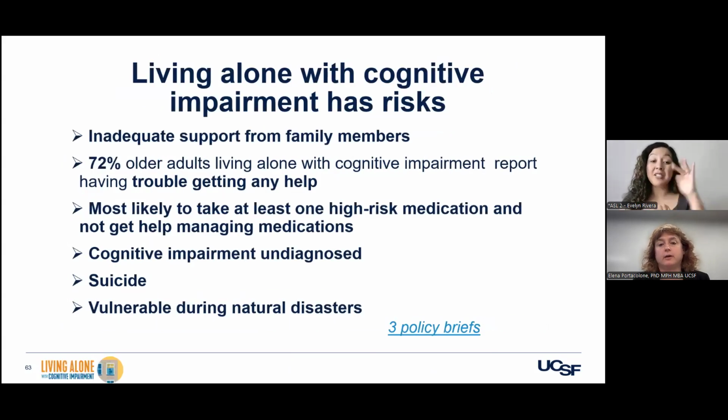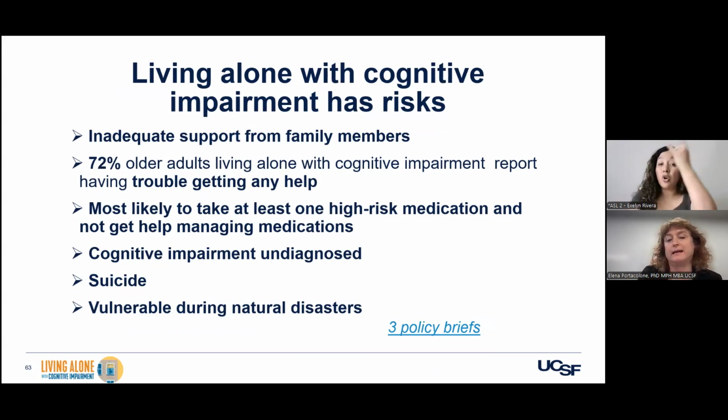And living alone with cognitive impairment has risks. This is just a highlight. Living alone with cognitive impairment is a hallmark for inadequate support from family members. In my research, prevalently in California, we interviewed over 300 times 102 people living alone with cognitive impairment in urban and rural California over 8 years. The dyad, or the invested caregiver aligned with the person living alone with cognitive impairment, was an exception. Living alone with cognitive impairment is often a hallmark for social isolation and inadequate support.